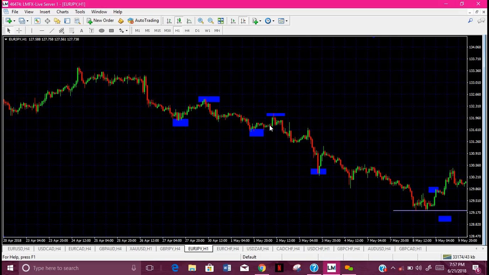Again, this is your target. This should have taken you out of the trade, or whatever your target may have been. Pay attention to where you are in the market.